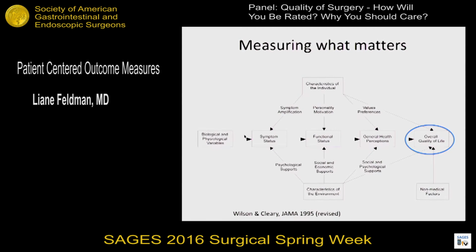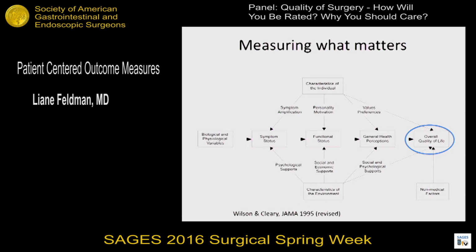It says that biologic and physiologic variables have an impact on symptoms, which then have an impact on functional status, which have an impact on health perception, and ultimately on quality of life. So when you're talking about quality of life, you're talking about something that's a very, very high level thing. And in fact, there are many non-medical factors that impact quality of life. All of these different domains are also impacted by characteristics of the individual and the environment that we have no ability in healthcare to influence.